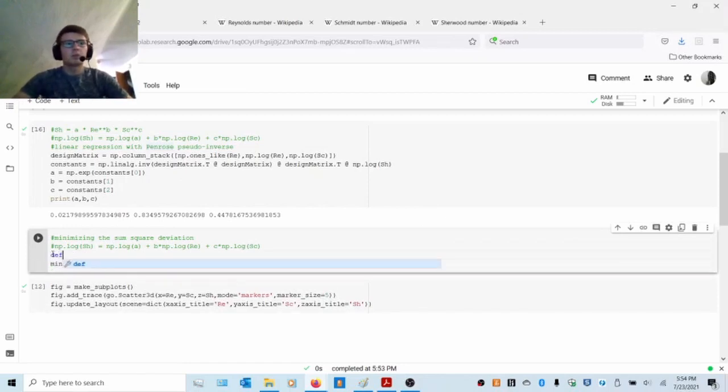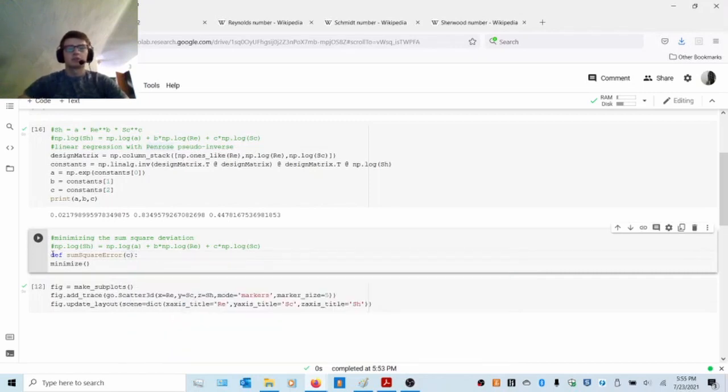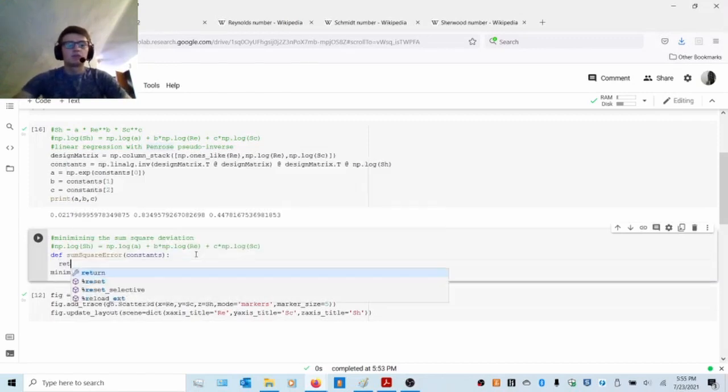So we're going to define some square error, and we're going to define it in terms of these parameters. We have to define parameters within a function. Now, the parameters are going to be like the constants, right? They're going to be this A, B, and then C. So we're going to call that constants.